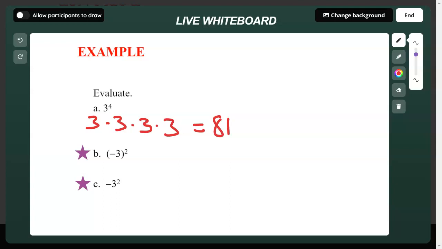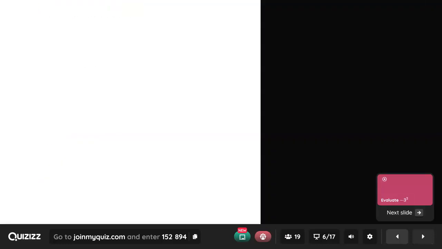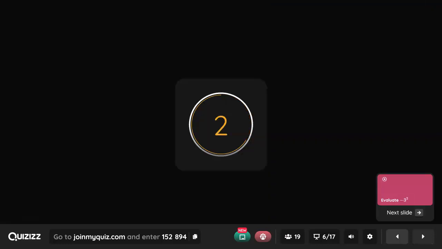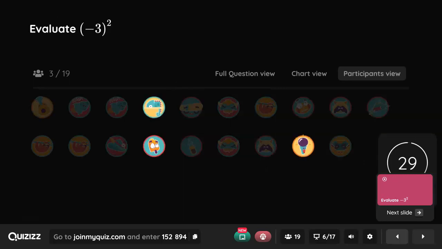All right, you guys are going to do B and C. What I want you to think about when you're looking at B and C is to notice the difference between them and how it's going to affect your final answer. We're going to start with the quantity of negative 3 squared. Negative 3 squared.